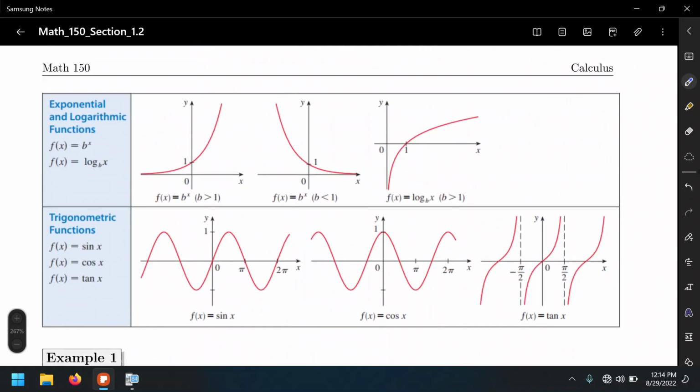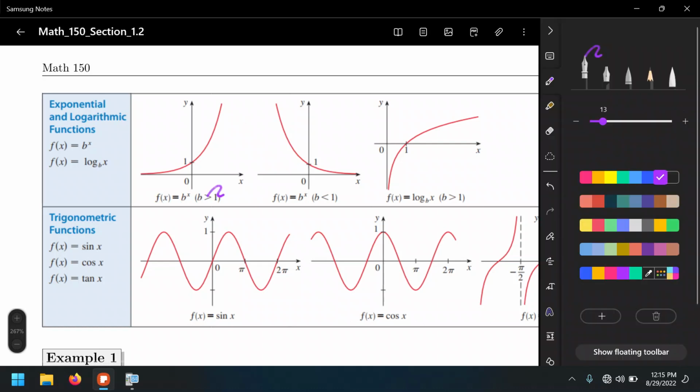Exponential and logarithmic functions. Exponential functions, you can always relate them to the main purpose of this kind of function, which is mostly modeling exponential growth, right? Population growth or radioactive decay. Well, how do we know which one is which? The one that grows to positive infinity, that's the case in which we have a positive exponent.